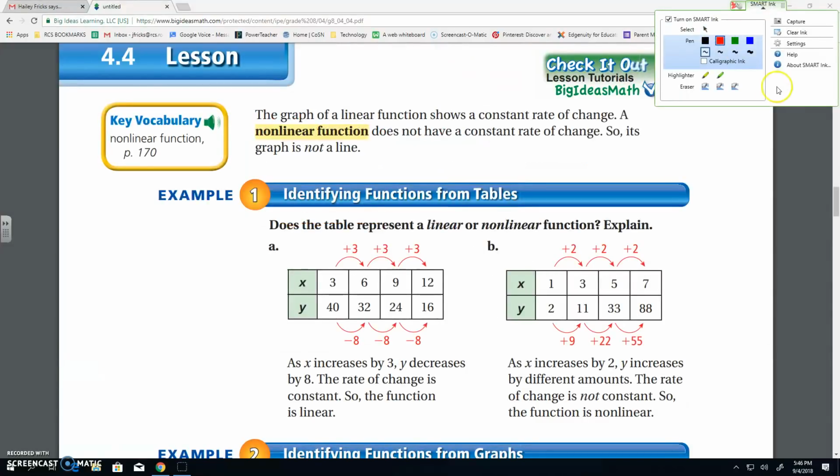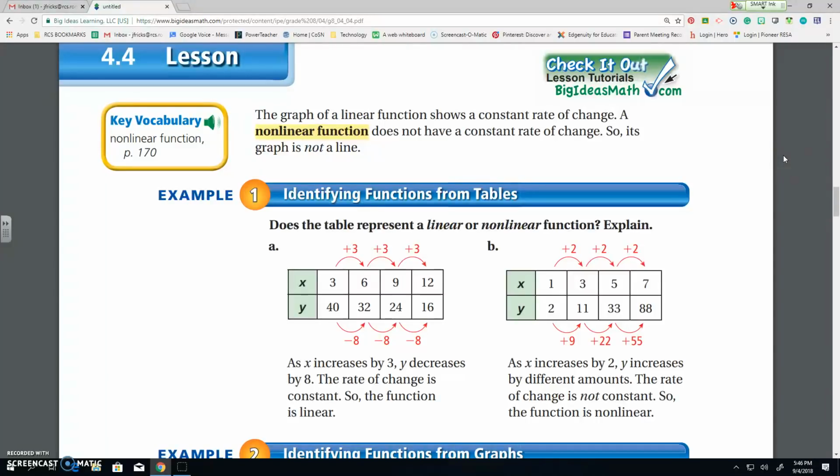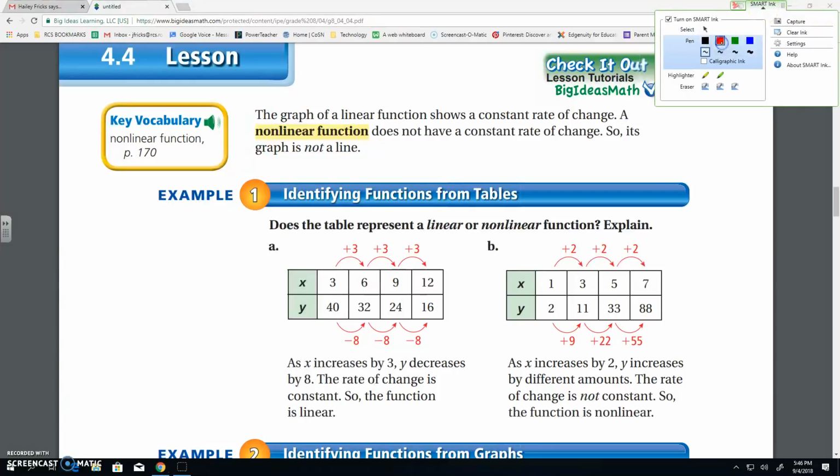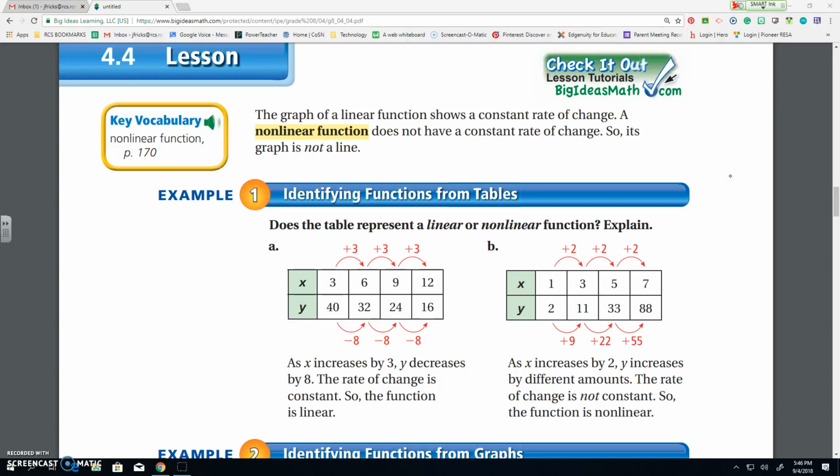Alright, so welcome back. So we're going to take just a quick second here and we're going to go over a couple definitions and then do example 1. So if you look here, it says the graph of a linear function shows a constant rate of change. A nonlinear function, that's important to note here, does not have a constant rate of change, so this graph is not a line. So we want to associate a line with being straight.